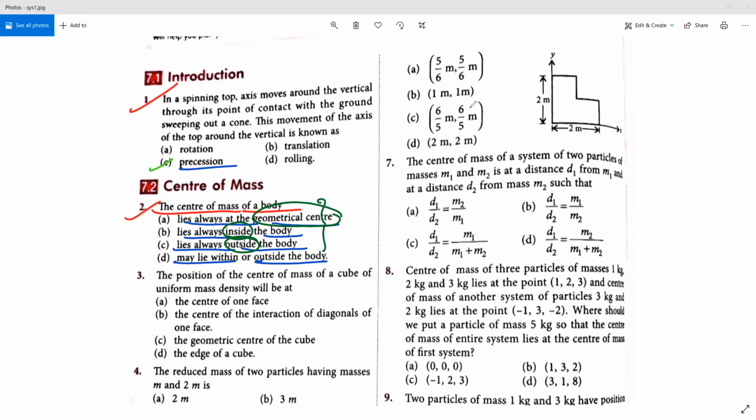So the center of mass of any body sometimes may lie within or outside the body. Therefore, the right option is may lie within or outside the body. So the second question, the center of mass of a body may lie within or outside the body, is the right answer. So that is option D. Okay, next we shall move to the next one.